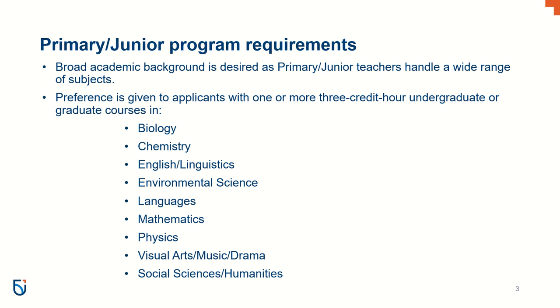So for our primary junior program, primary junior is for kindergarten to grade 6. We are looking for a broad academic background because you will be teaching a wide variety of subjects as a primary junior teacher. We do give preference to applicants that have courses in a variety of subject areas, and these are just some of the ones that we could be looking for. Students that are eligible to apply is any applicant with any undergraduate degree.